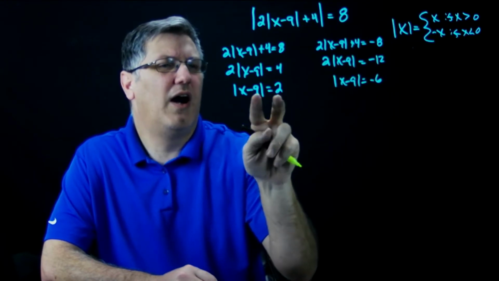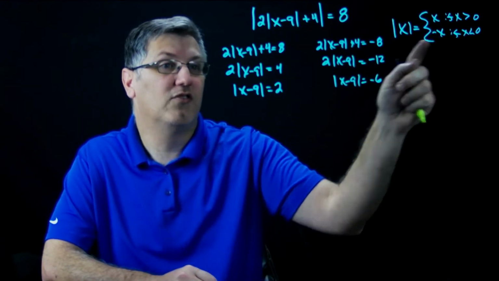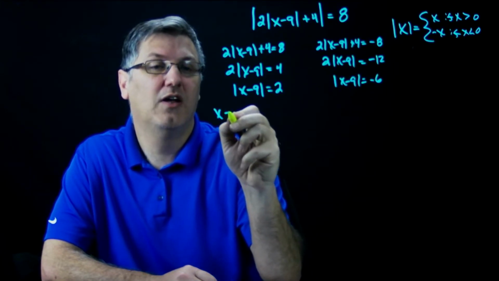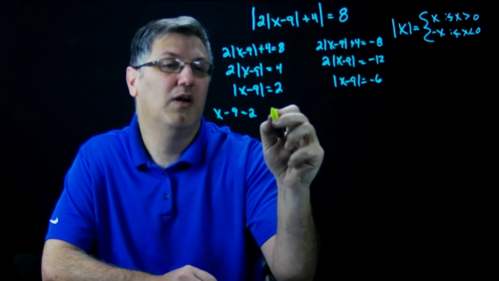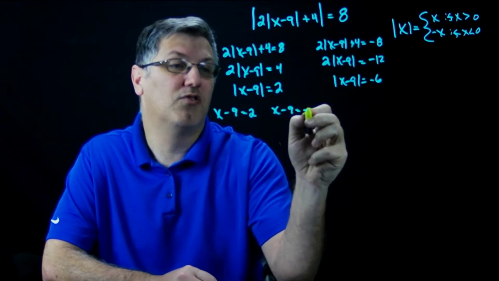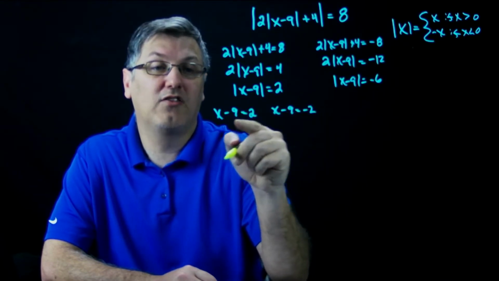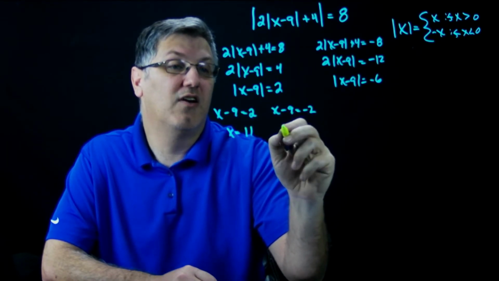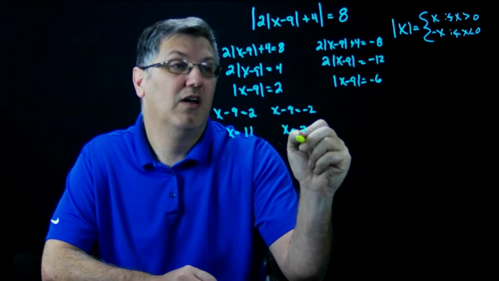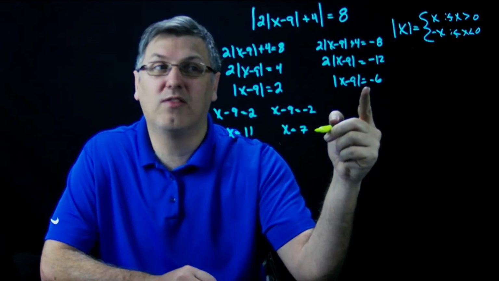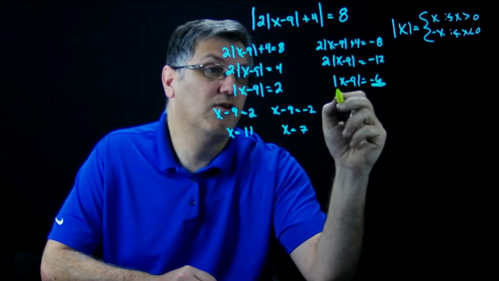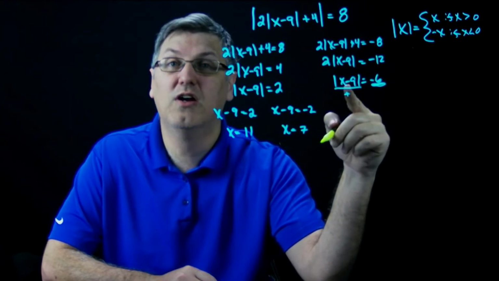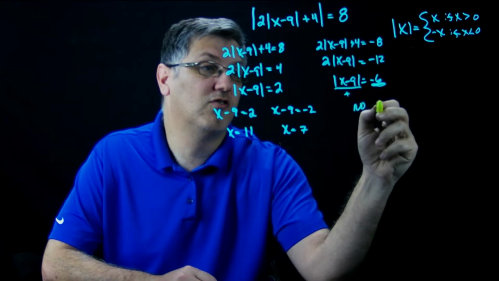Same scenario. I have 2 cases here, the plus and the minus. So I'm going to put the plus and the minus on the 2. So I'm going to get x minus 9 equals 2, and x minus 9 equals negative 2. Solve for x, I add 9, I get x equals 11, and add 9 here, and I get x equals 7. Over here, I don't have to do anything because this is negative. This will always be a positive number, so I can't get a solution here. So this has no solutions.